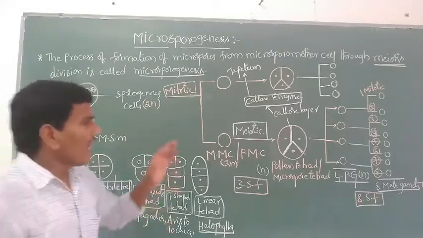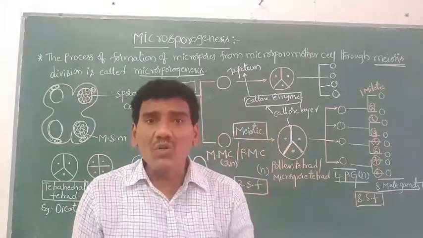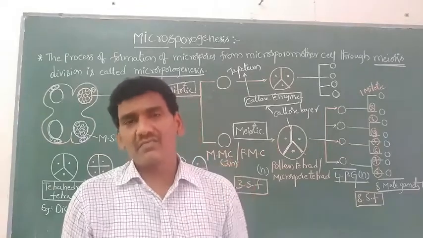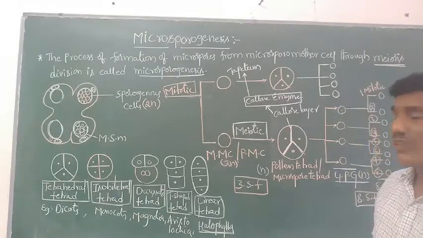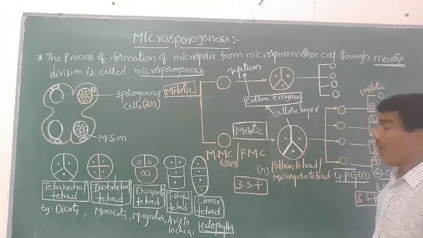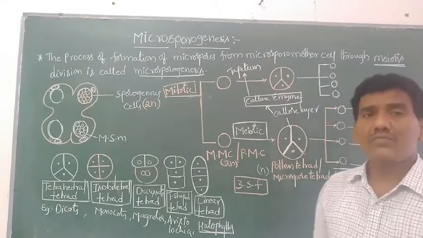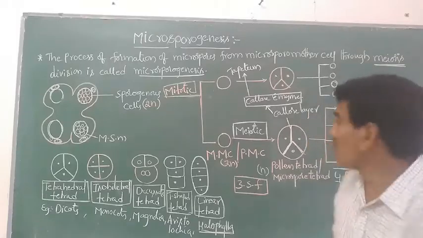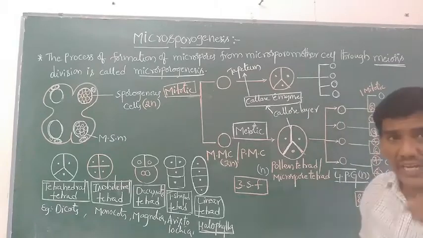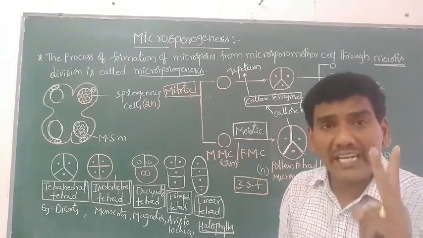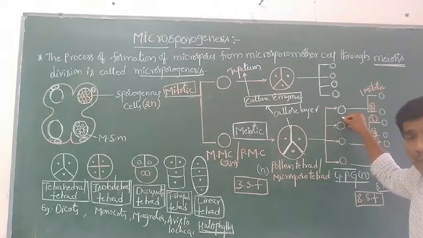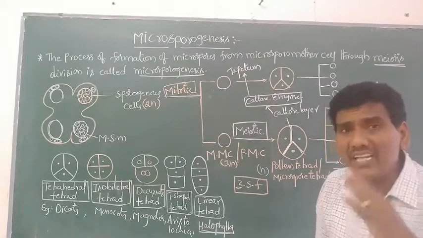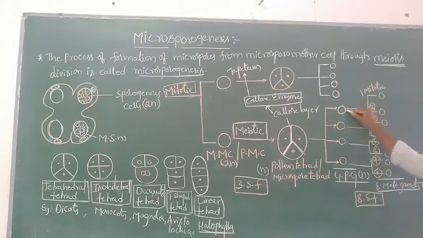Next, how do the male gametes develop from the pollen grain? Here, see, totally how many pollen grains are developed? Four pollen grains are developed. This is one pollen grain. The pollen grain undergoes two mitotic divisions to form two male gametes. Totally, how many pollen grains are developed? Four pollen grains. From these four pollen grains, how many male gametes are formed? Totally eight male gametes are formed.